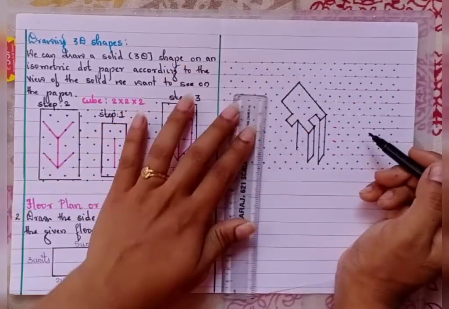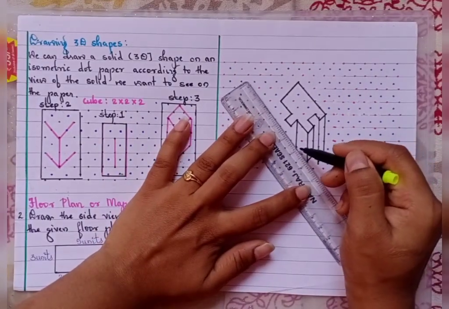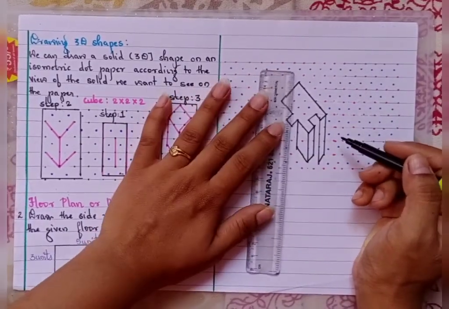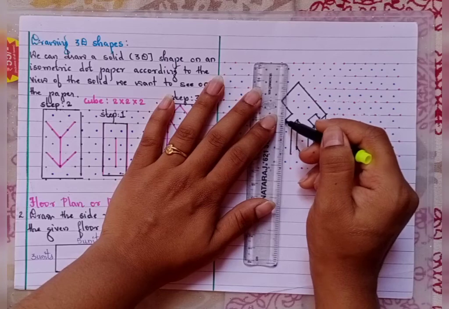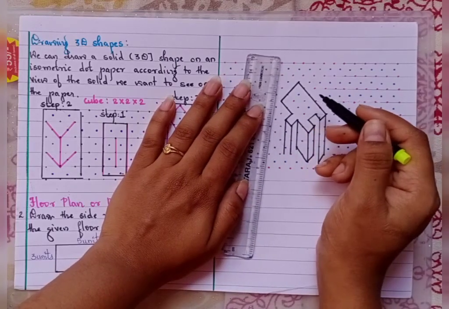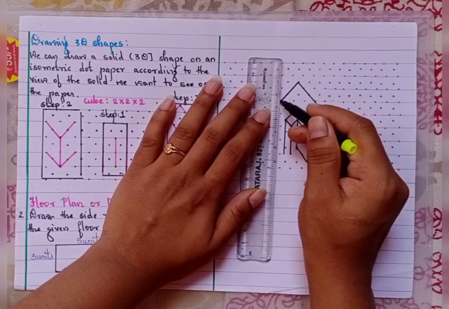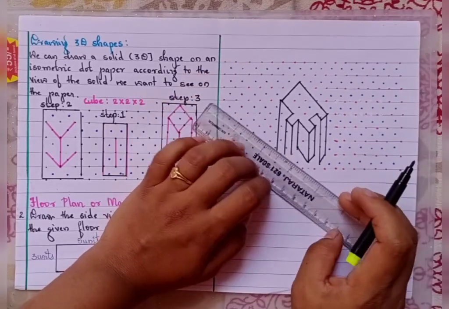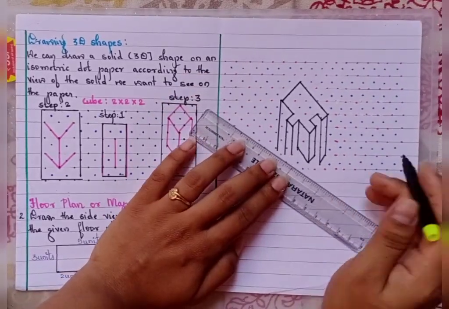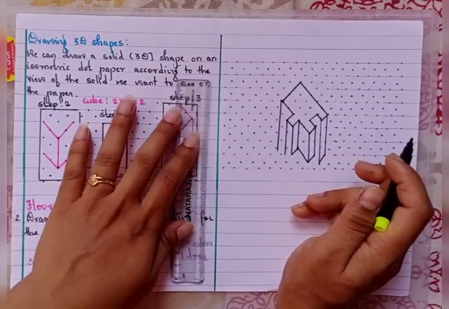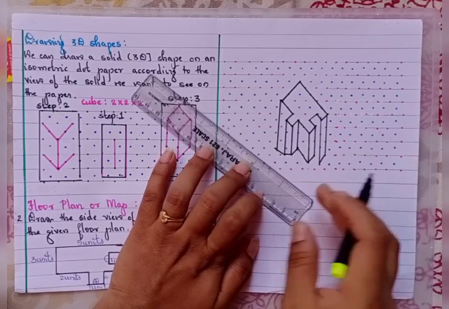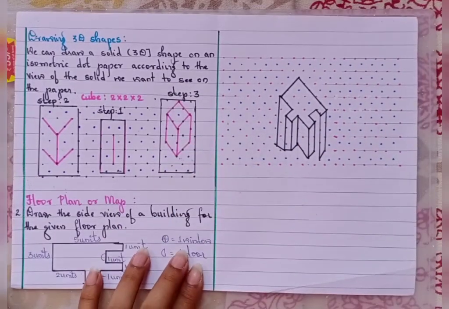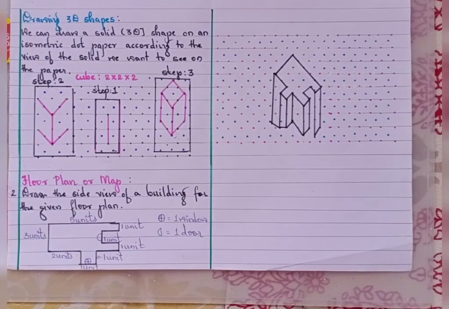So again we'll draw this slanting line here. So this will show its position. Then this way. Next again we have to draw a slanting line. Then we have to draw this side. Okay, then we have to draw. So whenever you're drawing the dots, okay, you should be careful. So we'll join this now. And this is how we have formed a 3D shape or plan of a building.